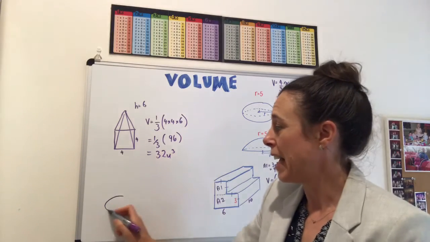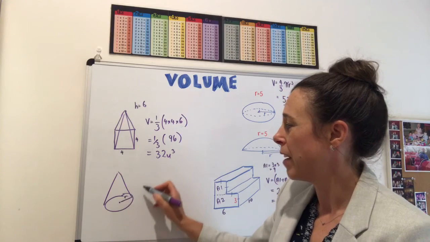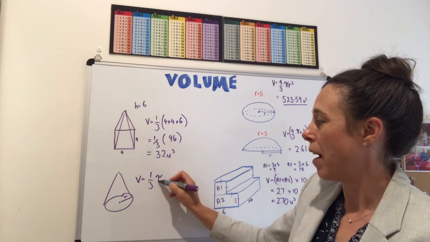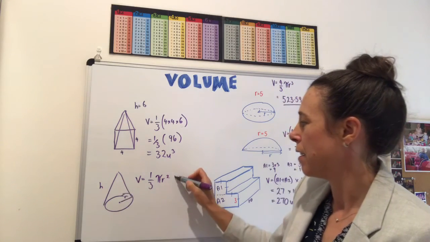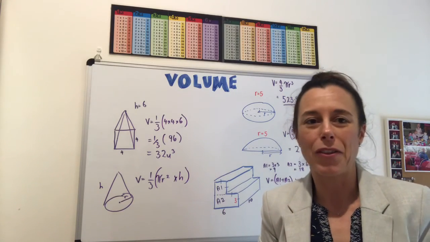Okay, similarly, if we had a cone shape, our volume would equal 1/3 pi r squared times by the height. Okay, so we're just putting that 1/3 in at the front.